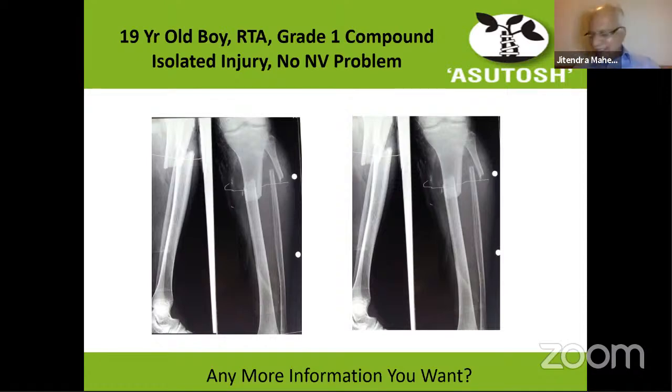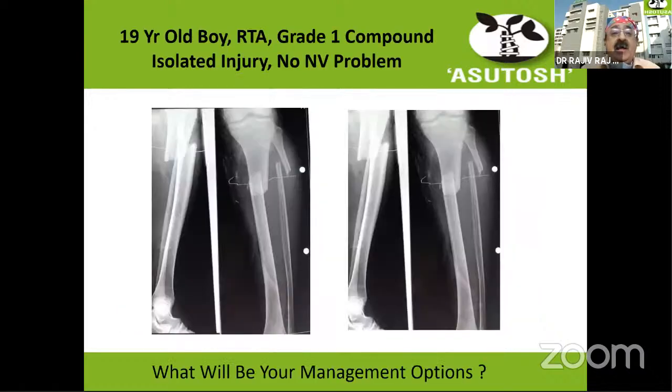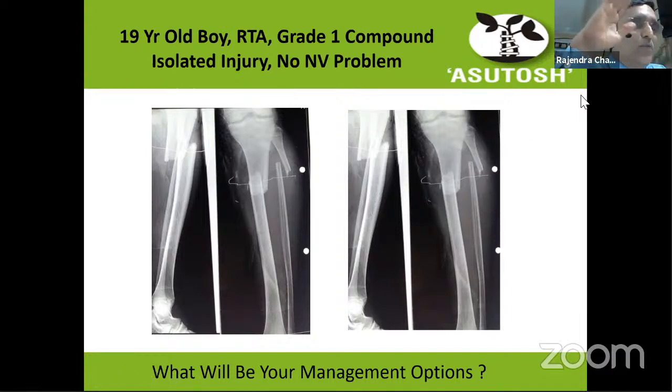Very straightforward. Grade 1 compound fracture, a 19-year-old, and there are no hidden things. The ankle is normal, the knee joint is normal. Those are the X-rays of the knee and the ankle, which are normal. Now, plenty of management options, I'm sure. There will be someone who would like to nail it, someone who would like to plate it. Dr. Chanda, could we ask? Yeah, we want an opinion poll. We will raise hands if you want to nail this.